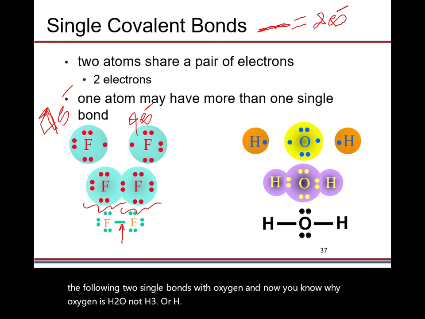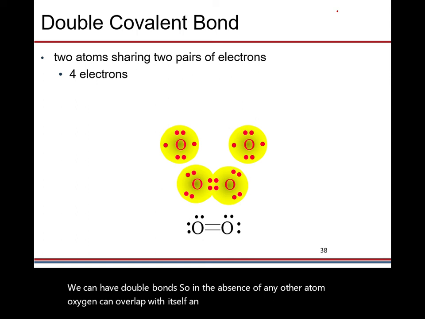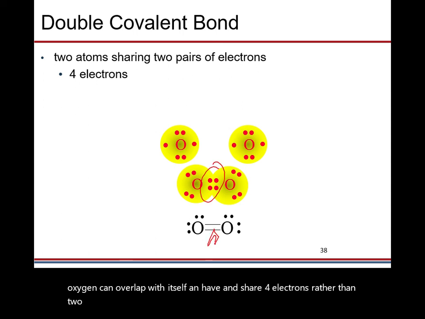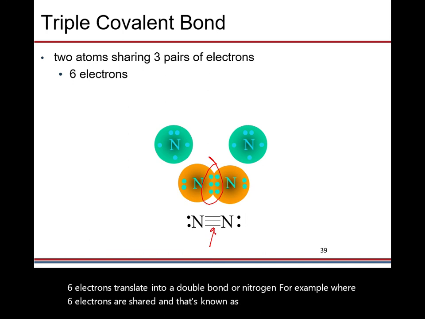We can have double bonds. So in the absence of any other atom, oxygen can overlap with itself and share 4 electrons rather than 2. 4 electrons translate into a double bond. Or like nitrogen, for example, where 6 electrons are shared, and that's known as a triple bond. All right, so we can have single, double, or triple.